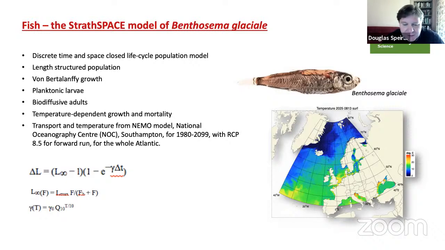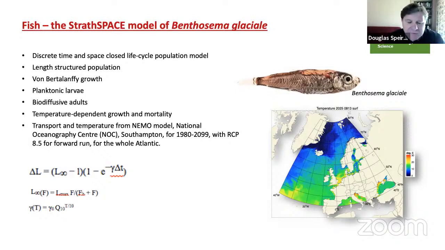So our approach here is very similar to the Calanus type model. So it's discrete in space and time, with a closed life cycle. But the growth is different, of course. So the fish species don't have the complex life history stages. So you've got eggs, juveniles, and adults, but they increase in size according to von Bertalanffy growth. So they're continuously growing over their life cycle. But as the metabolic costs increase with size, then these catch up with their ability to feed.